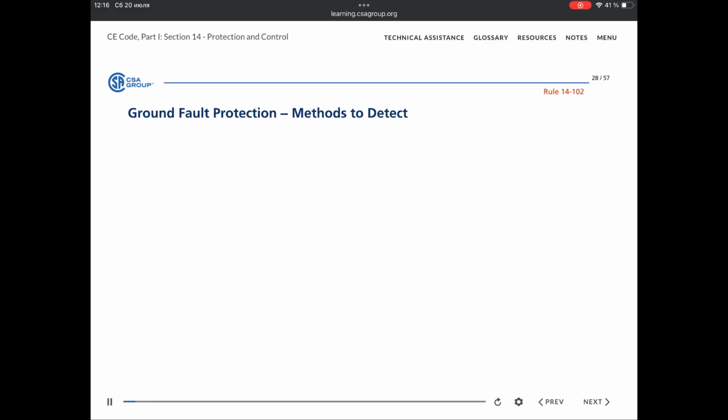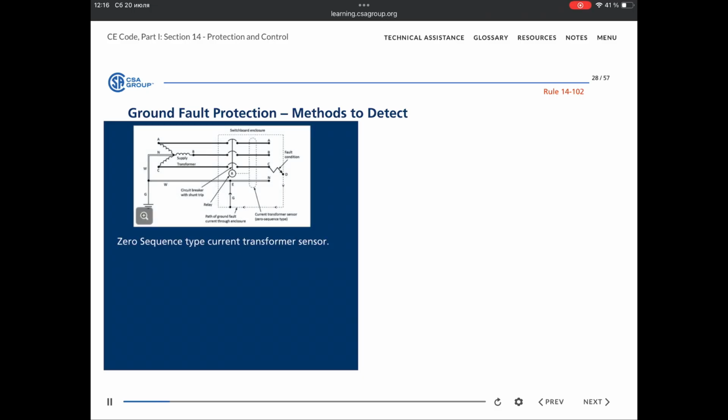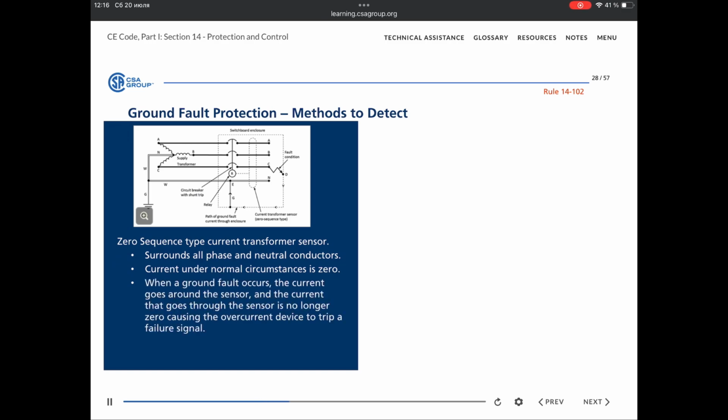There are two main methods to detect ground faults. The first is the zero-sequence type current transformer sensor. This is described in Figure 14-9 in the code. This type surrounds all phase and neutral conductors. The current under normal circumstances is 0. When a ground fault occurs, the current goes around the sensor, and the current that goes through the sensor is no longer 0, causing the overcurrent device to trip a failure signal.